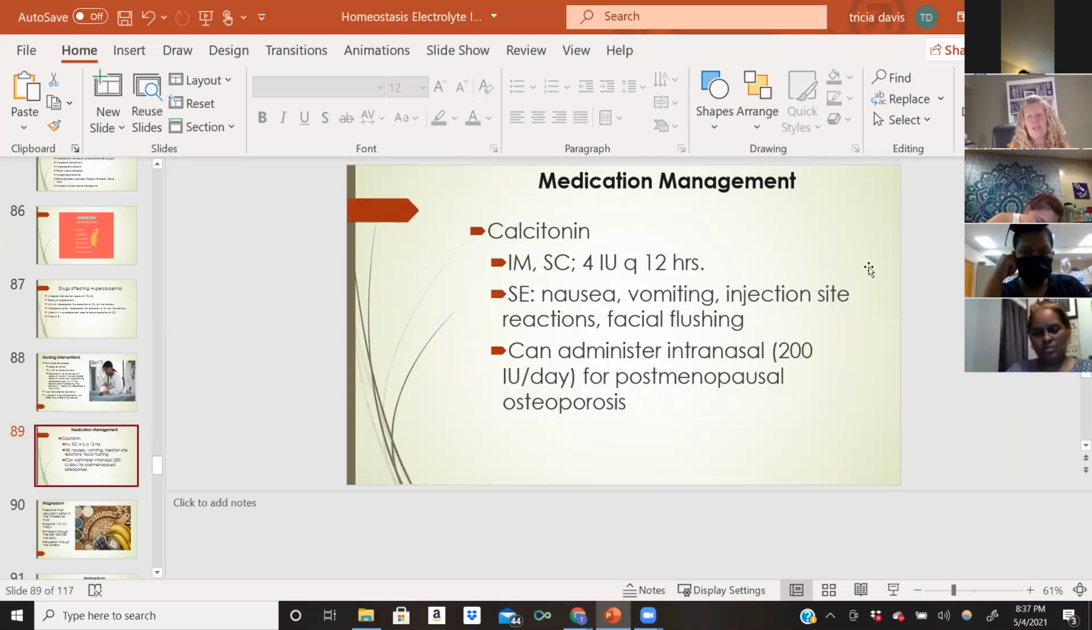So medications that we can give: calcitonin. We can give it IM, so intramuscularly, subcutaneously, and we could give it sometimes IV. So side effects would be nausea, vomiting, injection site reactions, maybe facial flushing. Intranasal, we can give it through the nose for postmenopausal osteoporosis.